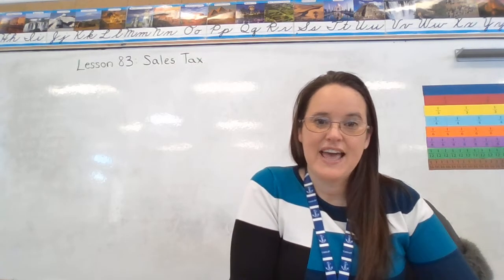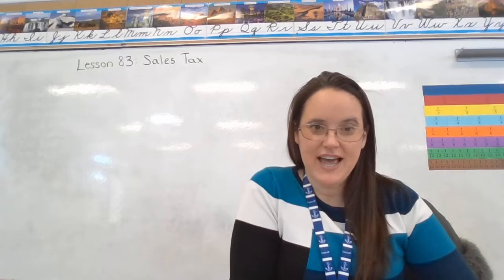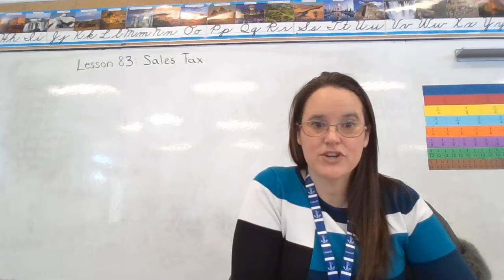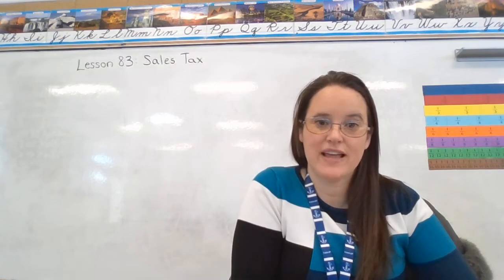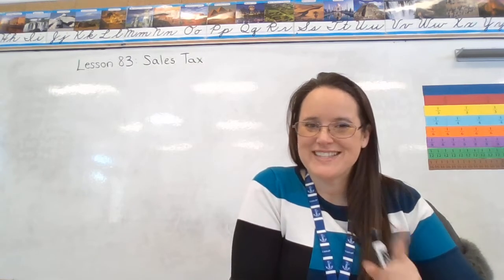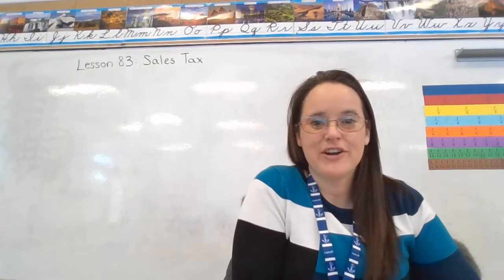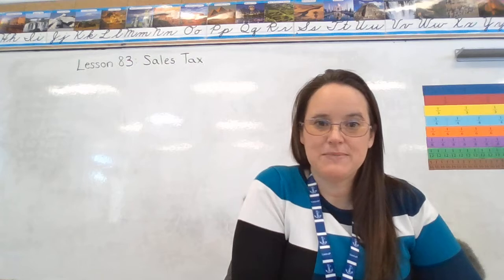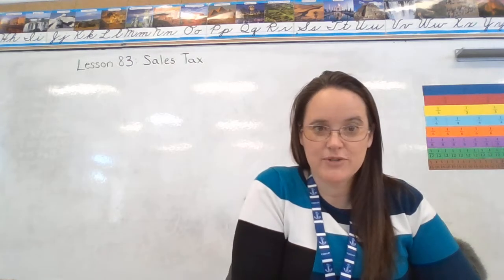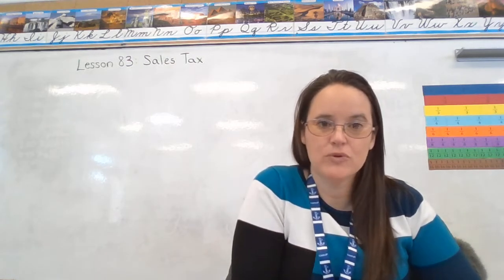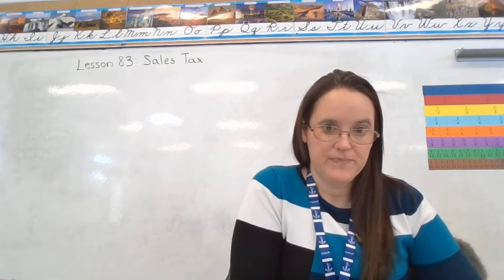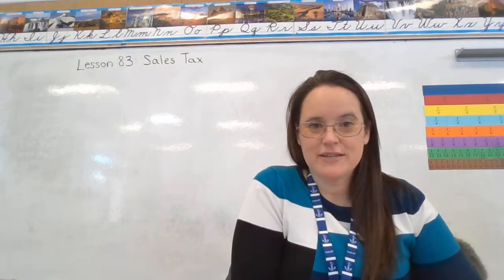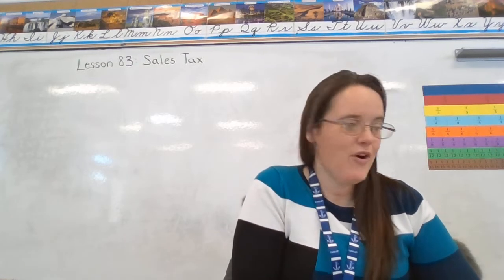Different states have different rates of tax, which is something that as you go further in your math career, you will start figuring out what those rates are and how to calculate them. For the sake of fourth grade math, however, we are just going to give you the amount of tax, and that will need to be added to the price of the object in order to figure out the total price for your bill. So I've got some examples we're going to do together, and then I've got some examples that you will do on your own.